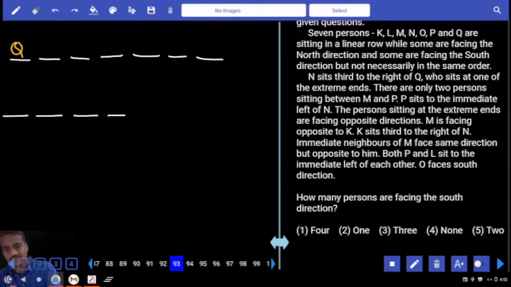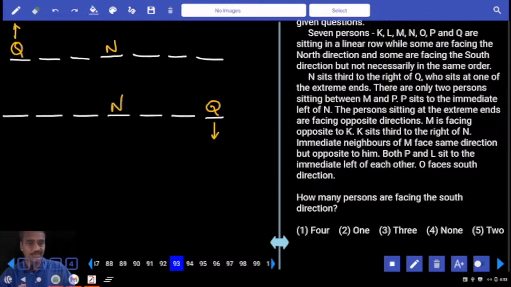1, 2, 3, 4, 5, 6, 7. Now there are 2 possibilities. What are those 2 possibilities? Q can be either at the left extreme or at the right. Q sits out to the right, N sits out to the right of Q. N sits out to the right of Q. Then there are only two persons between M and P.